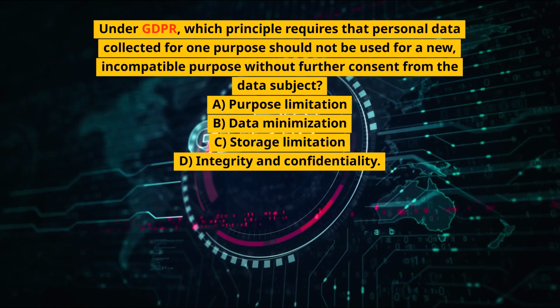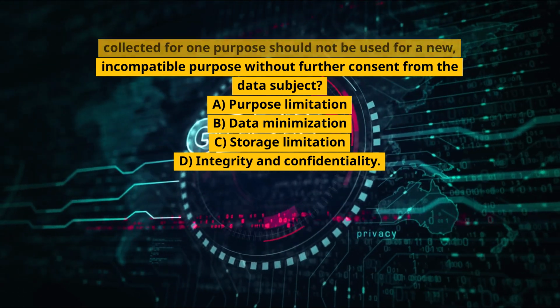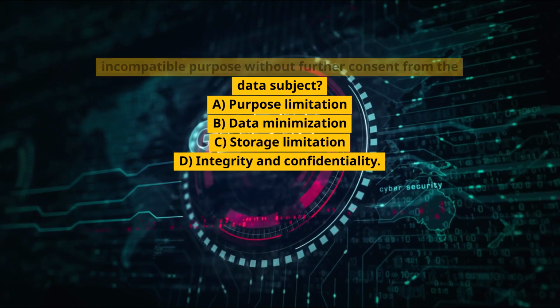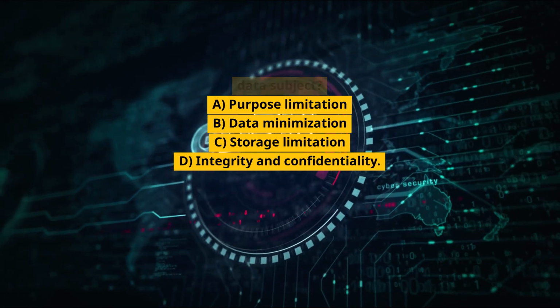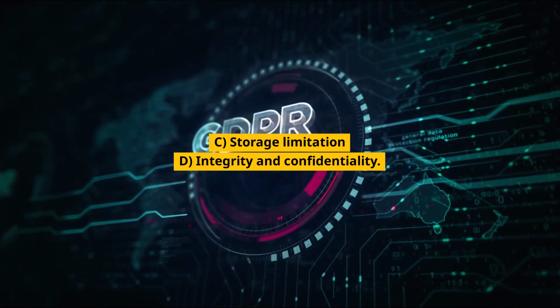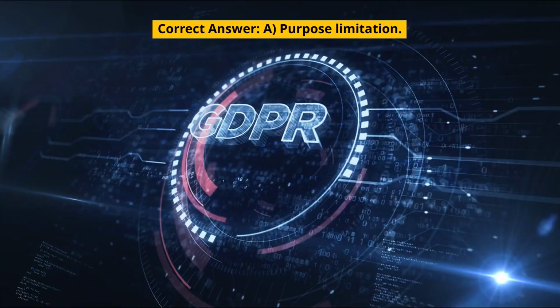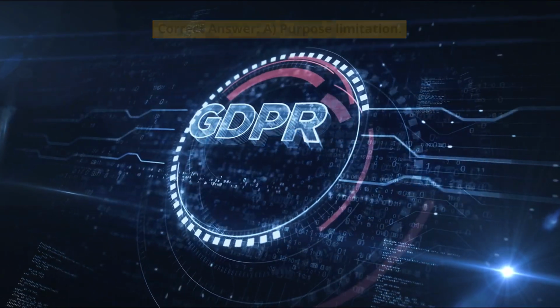Under GDPR, which principle requires that personal data collected for one purpose should not be used for a new, incompatible purpose without further consent from the data subject? A. Purpose limitation. B. Data minimization. C. Storage limitation. D. Integrity and confidentiality. Correct answer: A. Purpose limitation.